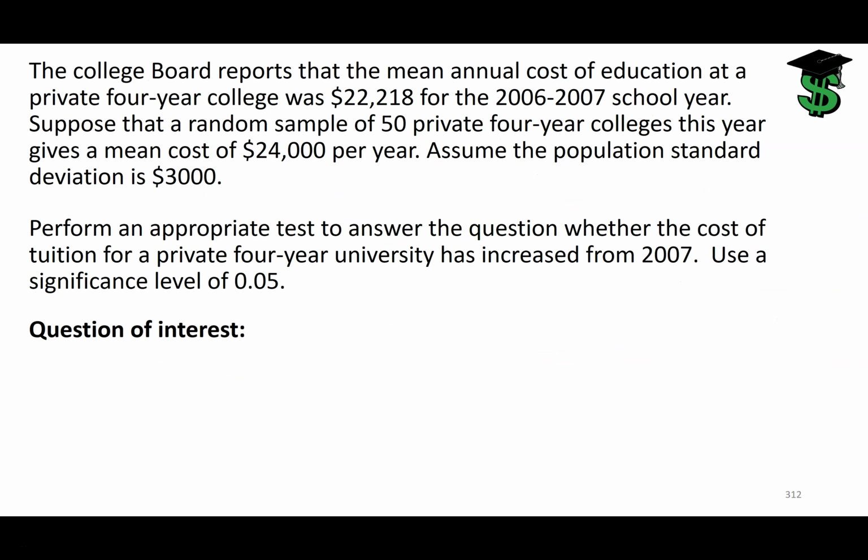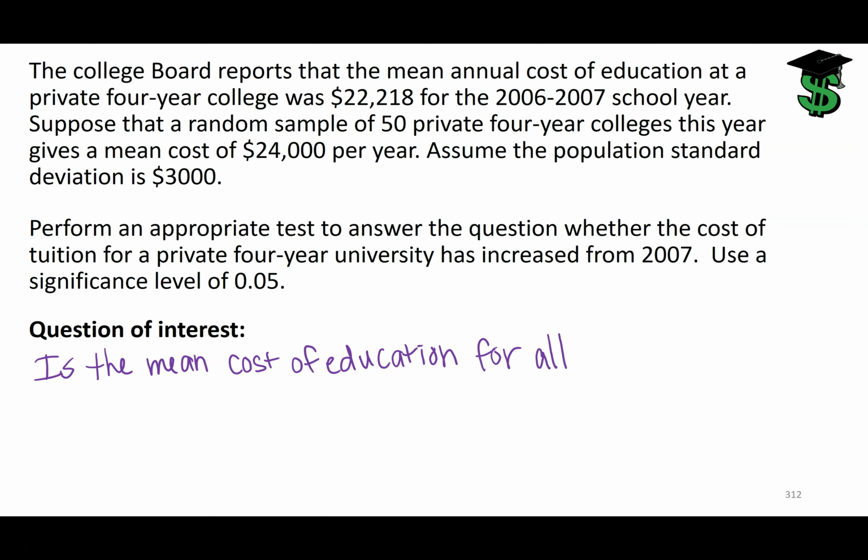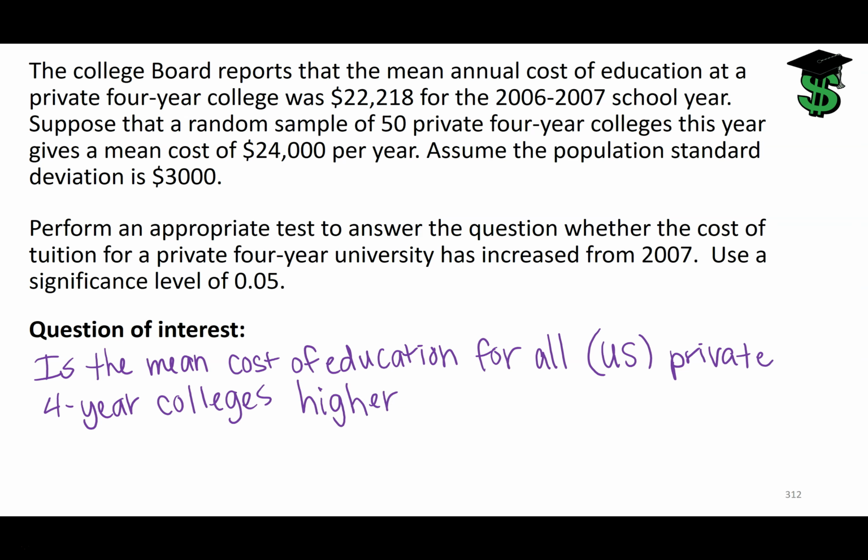So we're going to go through our steps. Question of interest: is the mean cost of education for all, probably U.S., private four-year colleges higher than the amount in 2007, which was $22,218? We want to know, is it higher than that amount?